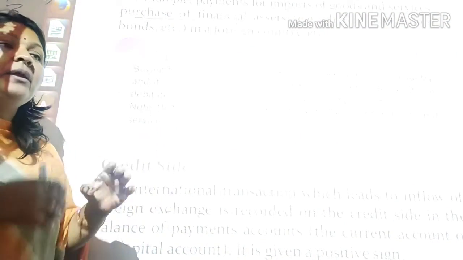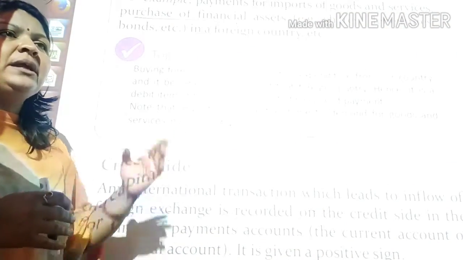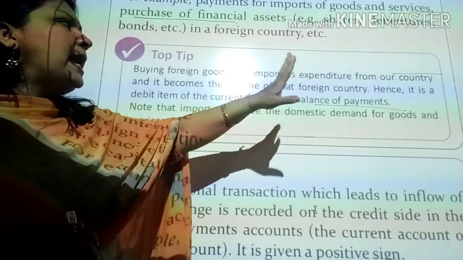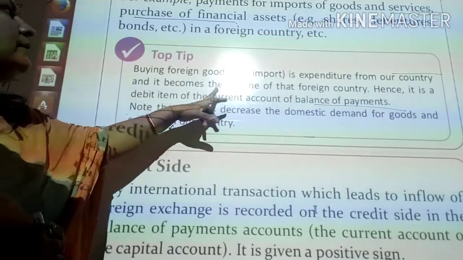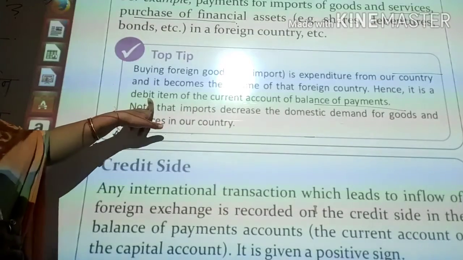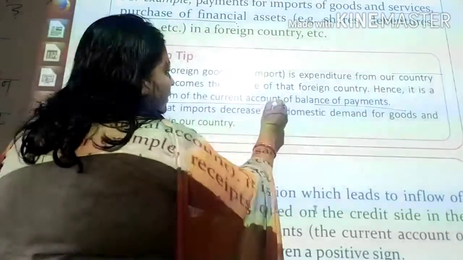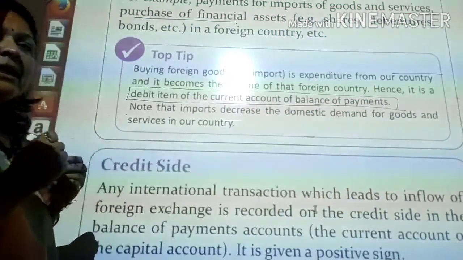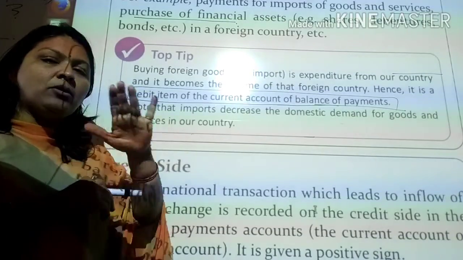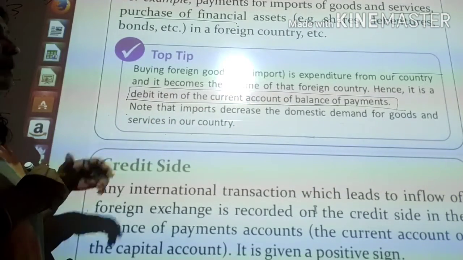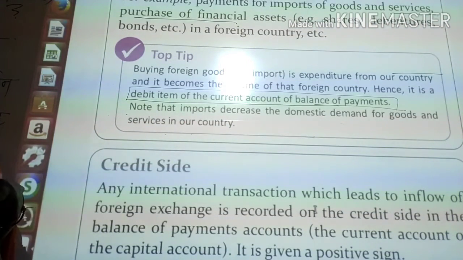When we are purchasing something, we are paying something. If we are paying something, it means the outsider, सामने वाली पार्टी के लिए वो क्या हो जाएगा? इनकम सोर्स हो जाएगा. So buying the foreign goods, import is expenditure from our country and it becomes the income of that foreign country. Hence, it is the debit item of the current account of balance of payment. Keep in your mind, if you are purchasing goods and services, it is the type of your current account, not capital account. Note that the import decreases the domestic demand for goods and services in our country.